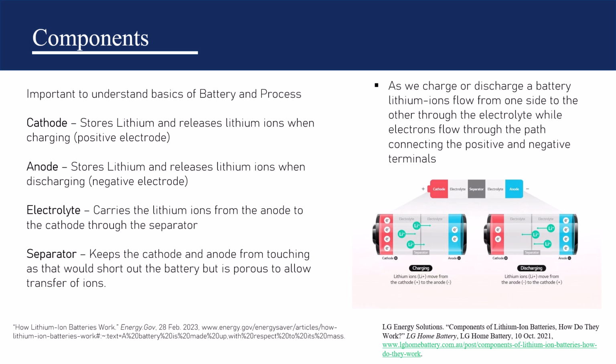The infographic there on the right kind of shows the process of lithium and electrons moving from one side to the other. The basic process can be described as when we charge or discharge a battery, the lithium ions flow from one side to the other through the electrolyte, and this often creates certain stresses in the cathode and the other materials, mechanical stresses, thermal stresses, etc.